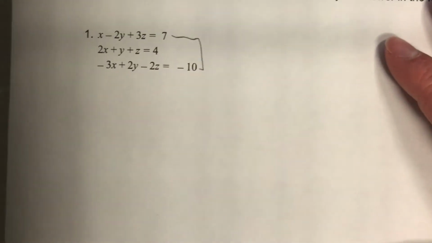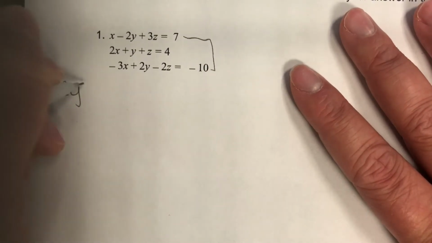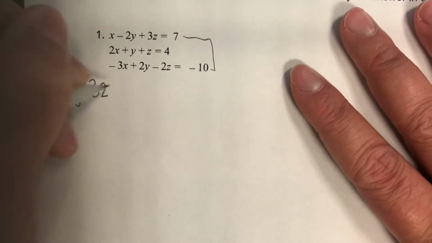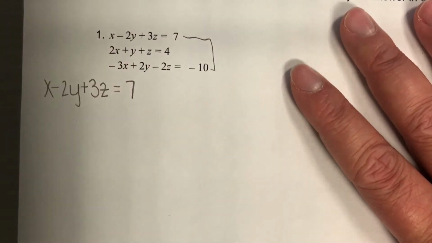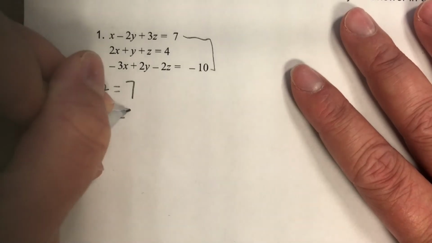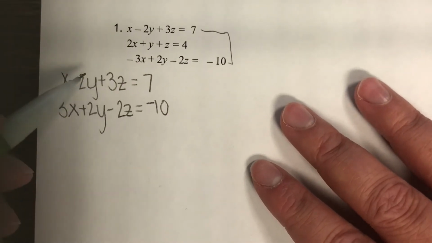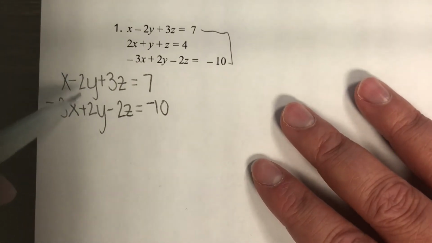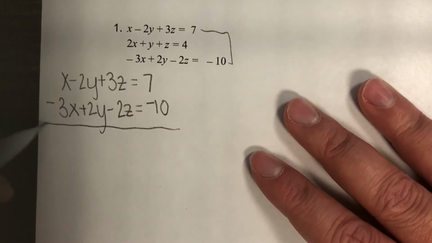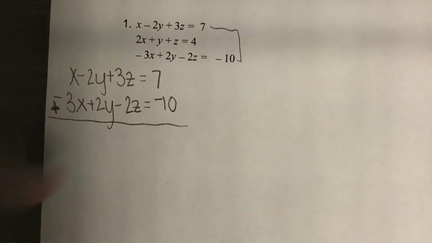So I'm going to do x minus 2y, I'm just rewriting everything, plus 3z equals 7, and then negative 3x plus 2y minus 2z equals negative 10. All I did was rewrite the 2 equations. In this situation, I do not have to multiply either of the equations by anything to eliminate because it's already set up that way. But if I did, you would want to make sure that you're going through that process.